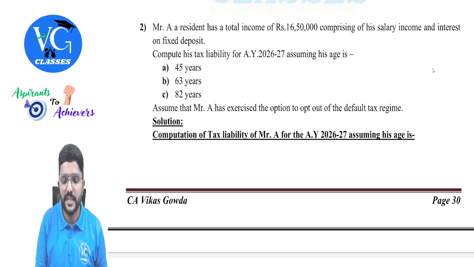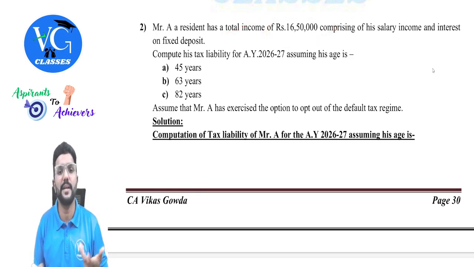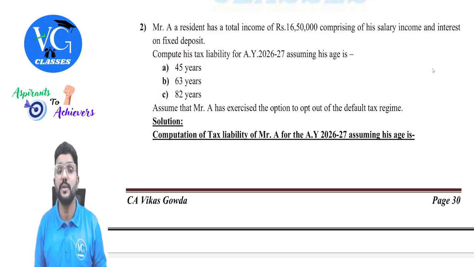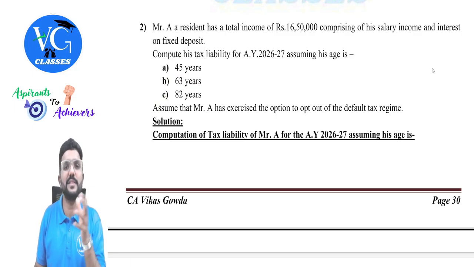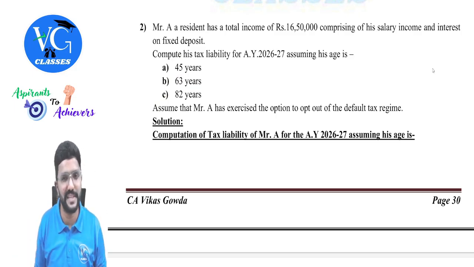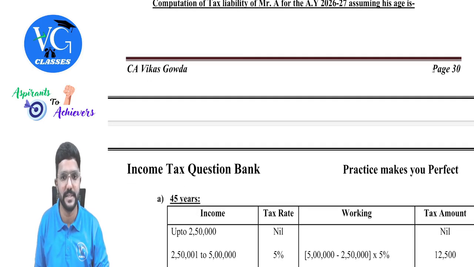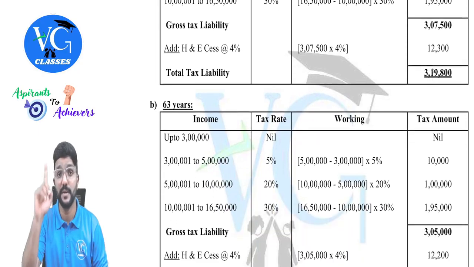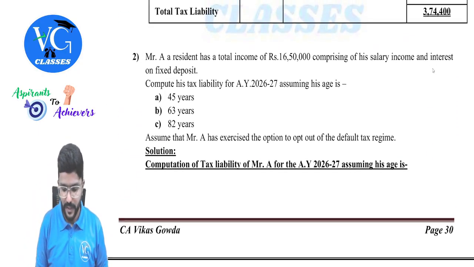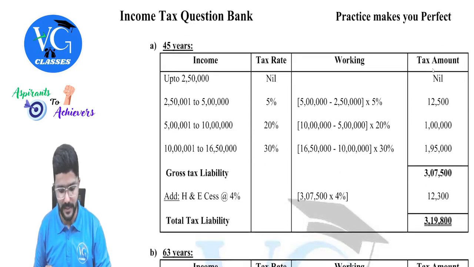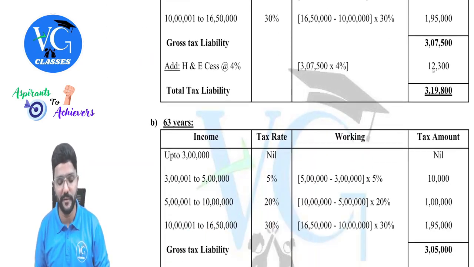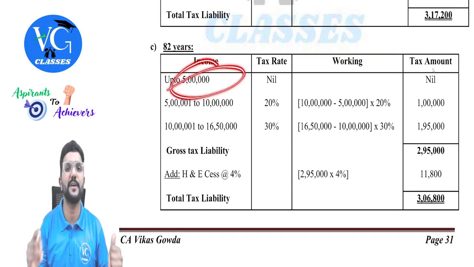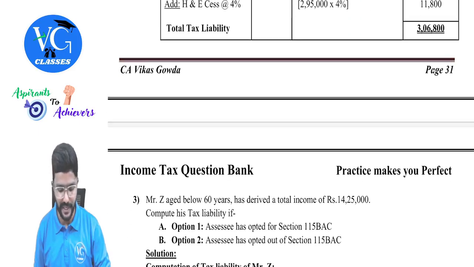So here, Mr. A is a resident who has an income of 16 lakh 50,000. You can observe the ages are 45, 63, 82. Sir, how can a person play all these three roles in the same year? These are just possibilities, guys, to solve the questions in the class. So you can see here the basic exemption limit would be 2 lakh 50 because he's following the optional scheme, opting out of the default regime, guys. Here it is 3 lakh because he's a senior citizen, and here it is 5 lakh because he's a super senior citizen, guys.